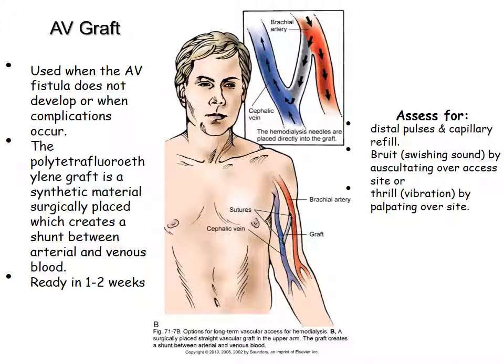The AV graft shows the brachial artery, where a polytetrafluoroethylene graft, like a tube, is inserted into the vein and then inserted to the artery, which allows transmission of the fluids.